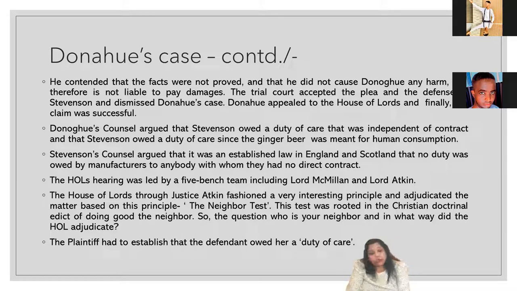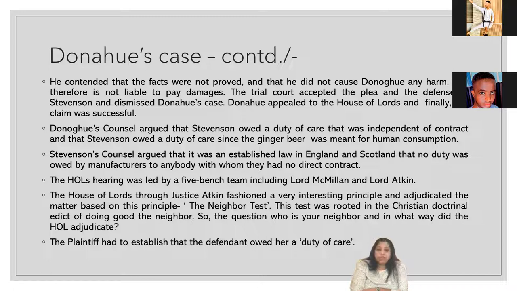Now, Donahue's lawyer argued that Stevenson owed a duty of care. So this is a key phrase here: a duty of care. Donahue's counsel argued that Stevenson, the manufacturer of the ginger beer, owed a duty of care, and that was independent of a contract. Stevenson owed a duty of care since the ginger beer was meant for human consumption.